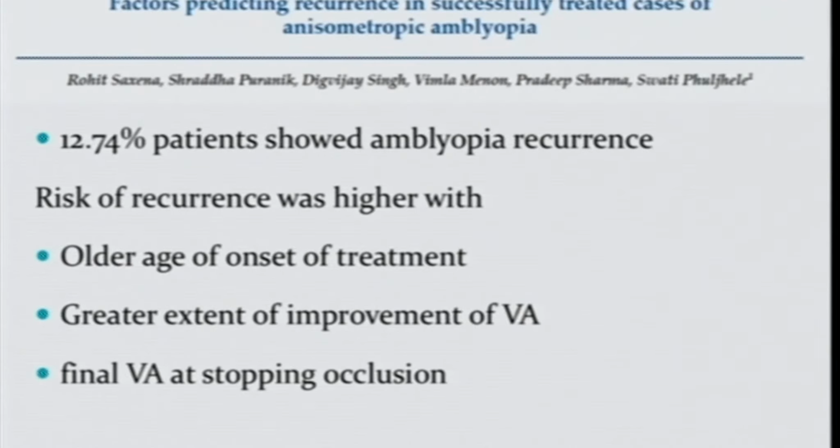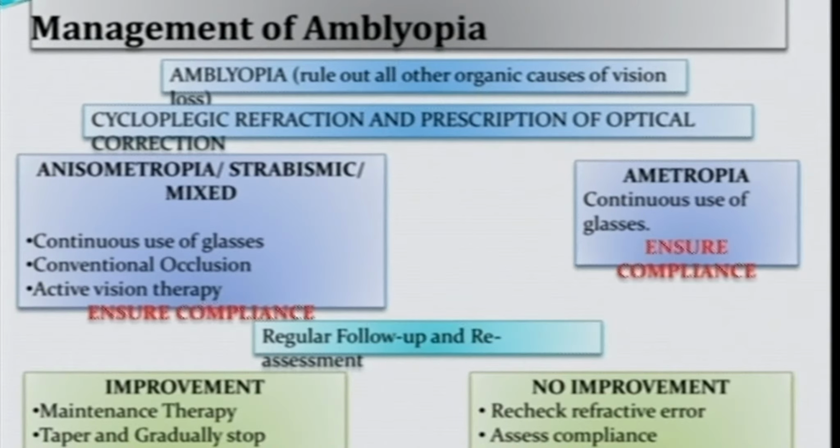These are factors which can predict the recurrence of amblyopia. I think I've already spoken about it. So the management of amblyopia is basically to rule out all the causes that can cause amblyopia, to do a proper cycloplegic refraction, and the role of refraction can never be overemphasized, to find out the type of amblyopia, to give occlusion therapy, and to ensure compliance, to do regular follow-ups, and then gradually taper the therapy, and also give maintenance therapy when required.